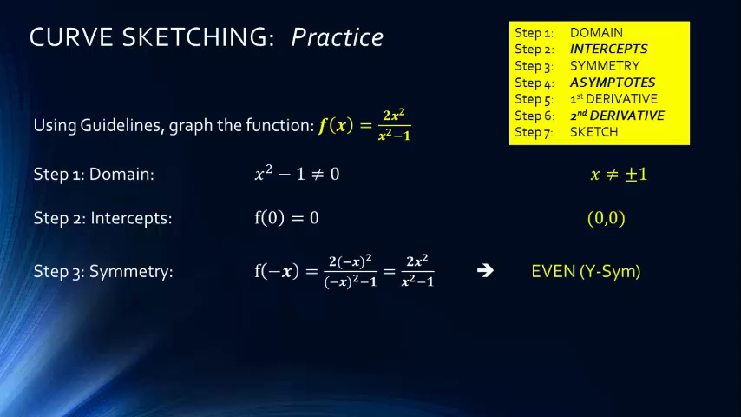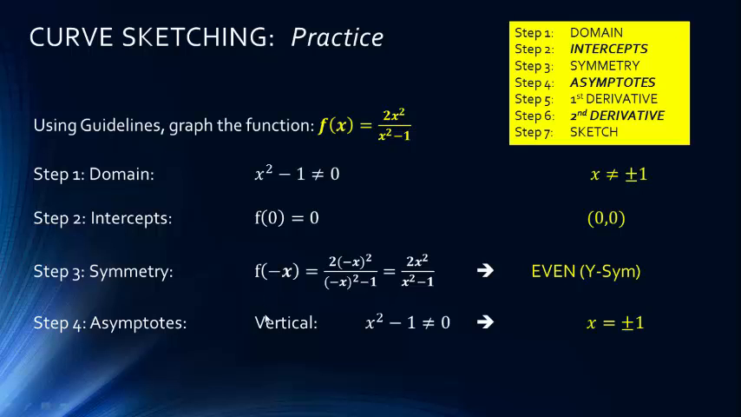Okay. So we look for symmetry. When we plug in negative x, what happens? Do we get back the same function, or do we get the opposite of that function, or neither, where we have no symmetry? So notice when we plug in negative x, negative x squared gives us x squared, and we're back to the original function. So this is even symmetry. This is telling us that this is going to be reflected around the y-axis. The y-axis is going to act like a mirror, and we should see the same side on the left and on the right.